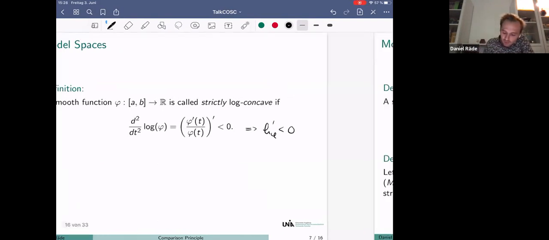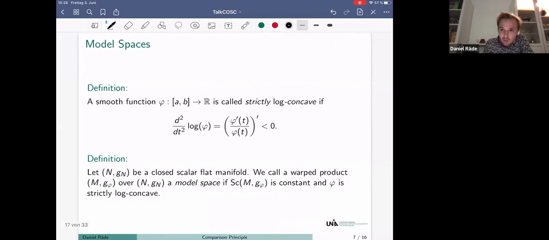And then we define what our model spaces are. You take any closed scalar flat manifold M_g_N, and then a warp product M_g,phi over this space is called a model space if the scalar curvature of the whole thing is constant and this warping function phi is strictly log concave. This is a choice I'm making for model spaces.